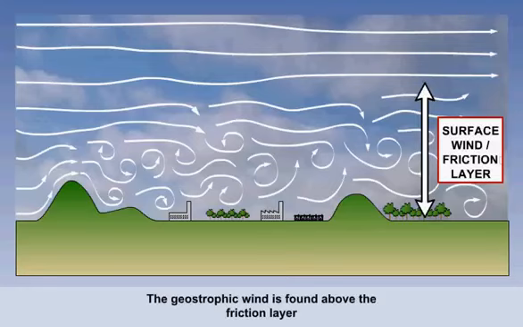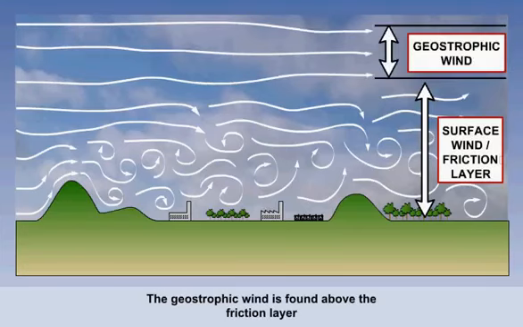The reduction in speed within this layer is due to surface friction, and not to any reduction in the pressure gradient force. But a reduced wind speed causes a reduced Coriolis force. The two forces of the geostrophic wind are not in balance anymore. Therefore, the geostrophic wind will only be found above the friction layer, or above the friction level.